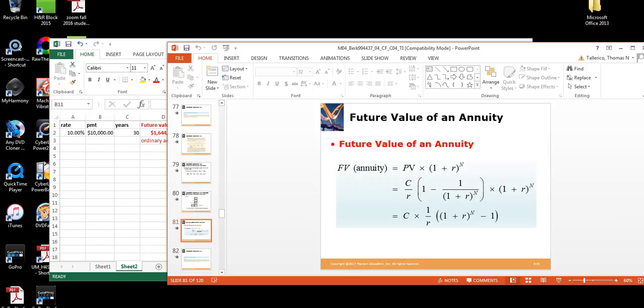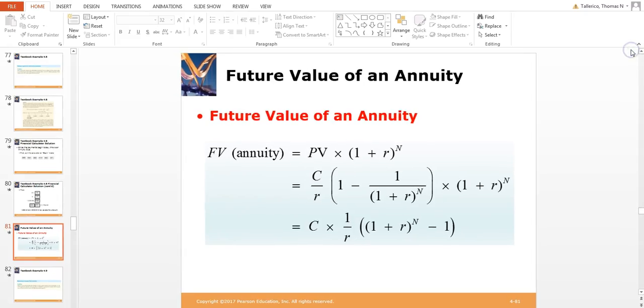Once again, it's like a 401k or something like TIAA-CREF would have, and just what I'm accumulating in real life. So here are the slides for future value of annuity, and this is slide 81, I believe. And here they show you this equation, how you would get the future value of an annuity, and they do it in two steps.